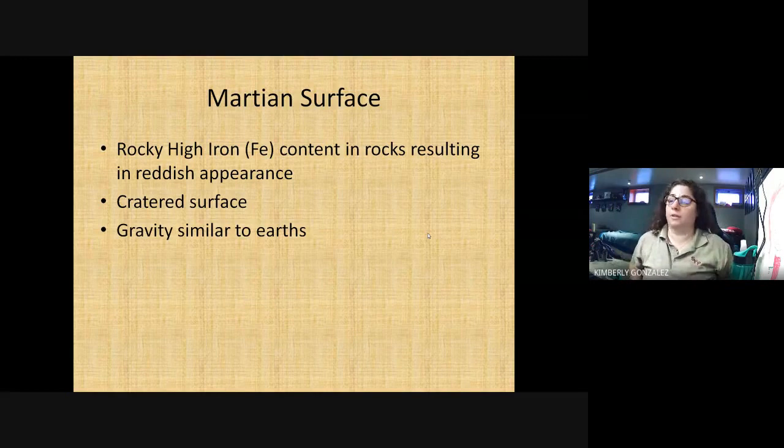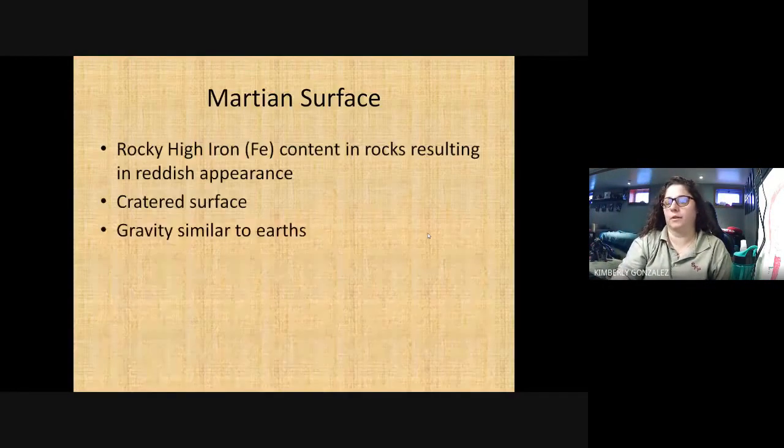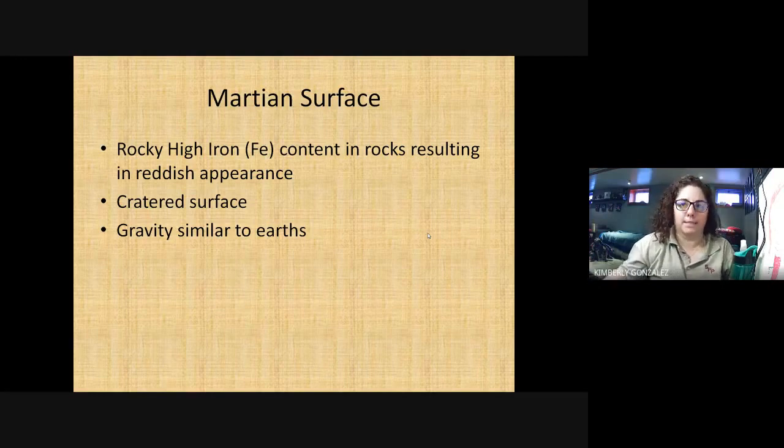Again, here's another plus in the column for Mars. It has a gravity that is similar to Earth's gravity, right? So that means if we can go walking on it, we're not going to go flying away, and we don't need any turbo boosters. I'll go back so you guys can write that down. All right, so the reason that it has that red appearance is because of that high iron content.